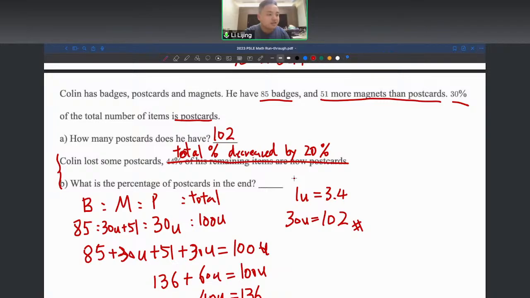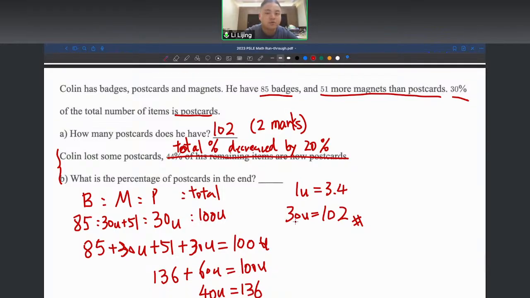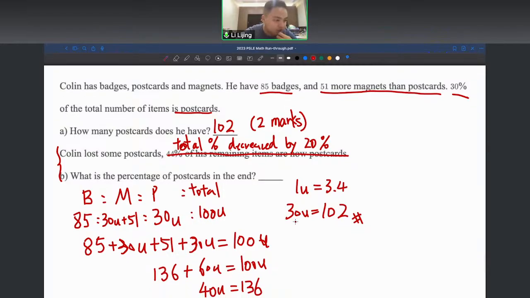How many marks is this? Do you still remember? For part A only. Oh, 2 marks. Okay, this is 2 marks. So this 2 marks is harder than the 2 marks just now. So this one is harder to get. If you get it correct, congratulations. Part B I will not go through because the information is not really right. So I will just skip.